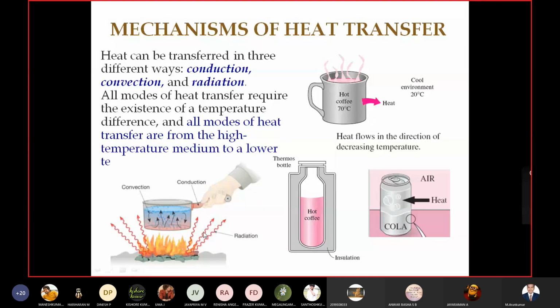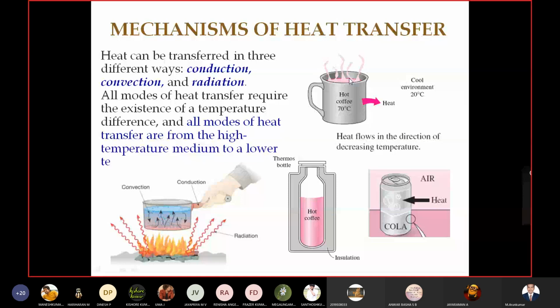Then in this example, the hot coffee is at 70 degrees Celsius and the environment is around 20 degrees Celsius, but definitely there will be heat transfer. So the possibilities may happen. Through the surface of this container, conduction will happen to the environment. Also there is a possibility of radiation, and convection from the liquid to the gas, so from the liquid to the environment.